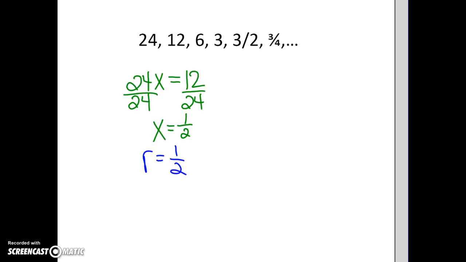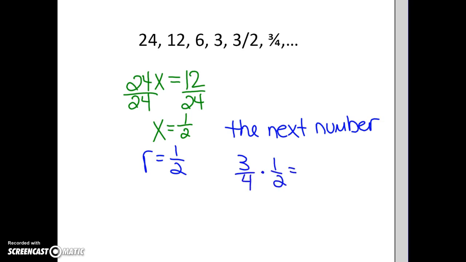And if I had to find the next number in the pattern, if they asked me to find the next number or the next term, I would multiply 3 fourths times 1 half, and that would equal 3 over 8. If I needed the term after that, the term after that would be 3 over 8 times 1 half, which would equal 3 over 16. So let's take a look at another problem.